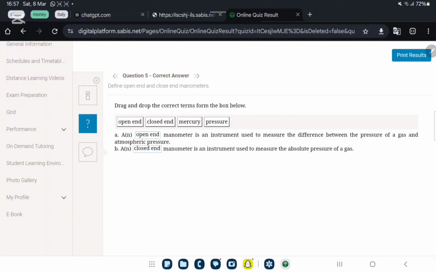This one you have to memorize. An open-end manometer measures the difference between the pressure of a gas and the atmospheric pressure. A closed end is used to measure the absolute pressure of a gas.